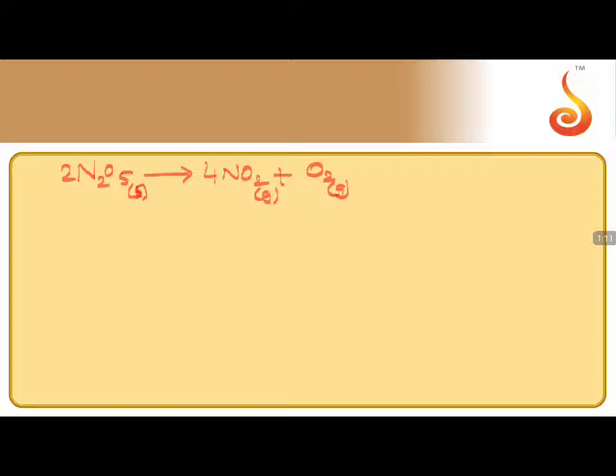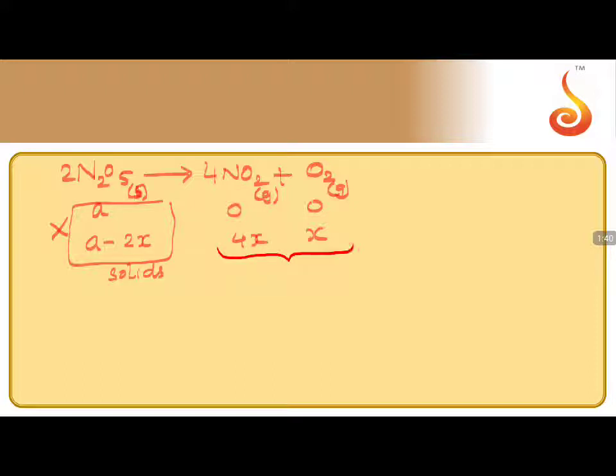A minus x in the formula does not work here. If I take this as A, this as 0, and this as 0, and say this is A minus 2x, then it becomes 4x here and x here. But I cannot find these two because they are solids. So this is the place where we use the prediction with respect to products.